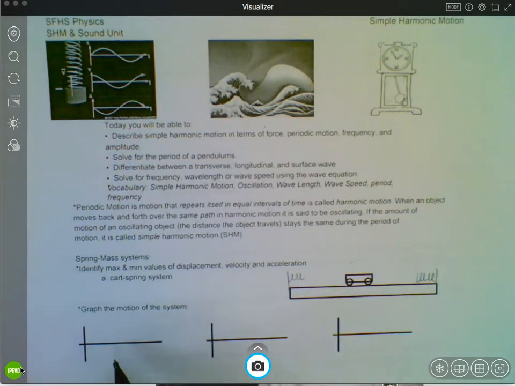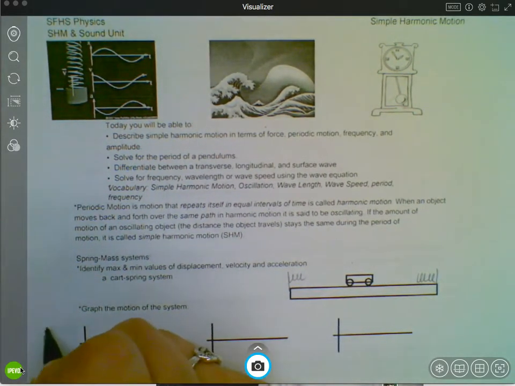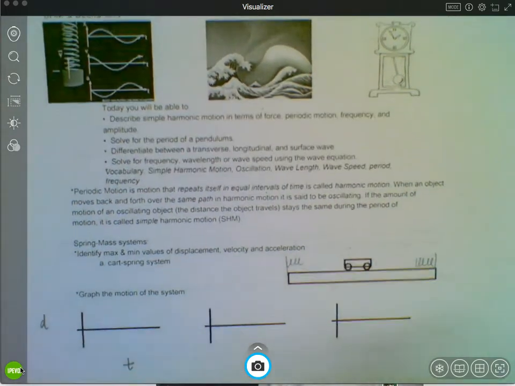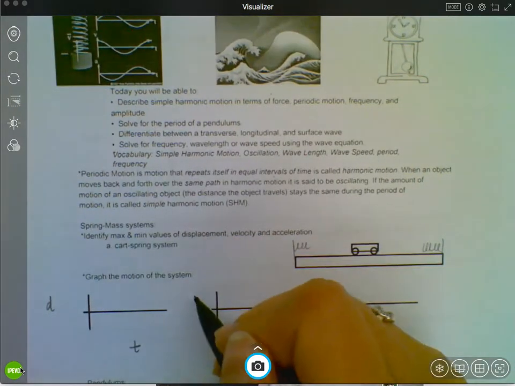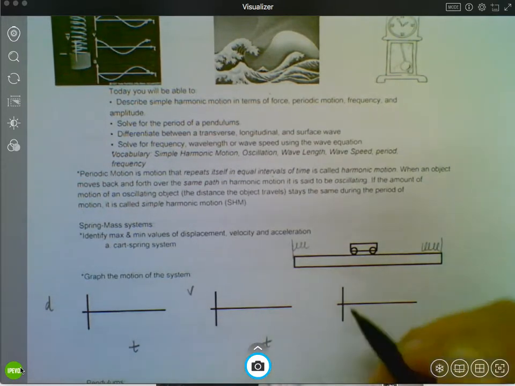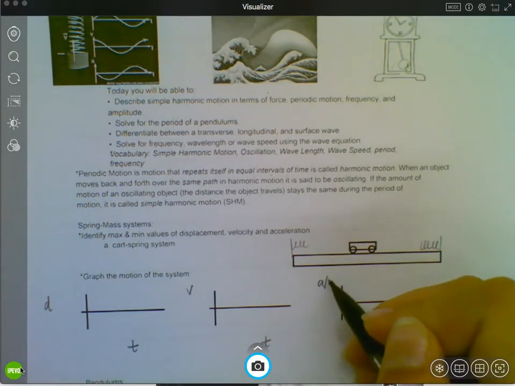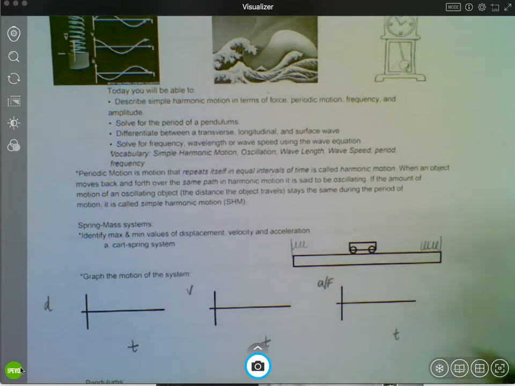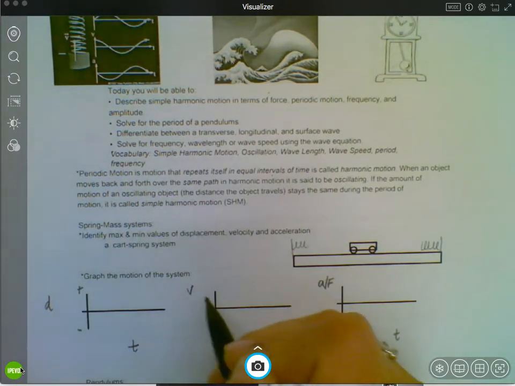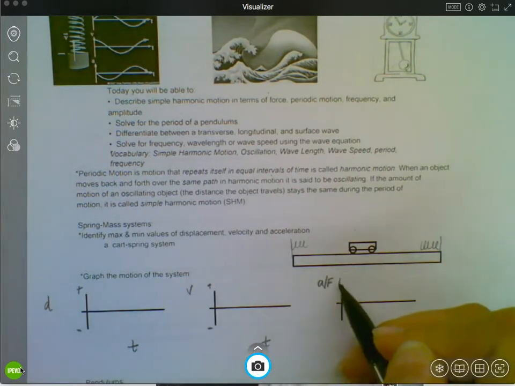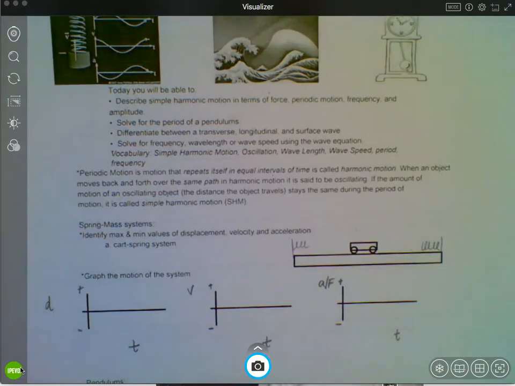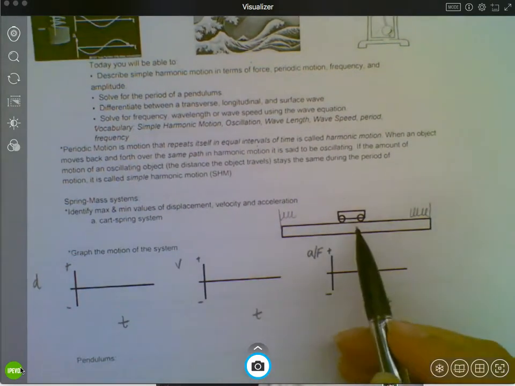These graphs are going to be a D versus T. I want you to write the letters kind of far away from the graph. This is going to be a V versus T, and then this is going to be A or F versus T, so force or acceleration. It'll be the same graph. Then we're going to do a positive and a negative on each graph, and we're going to identify the motion of this cart.